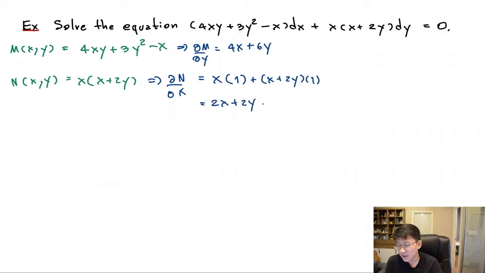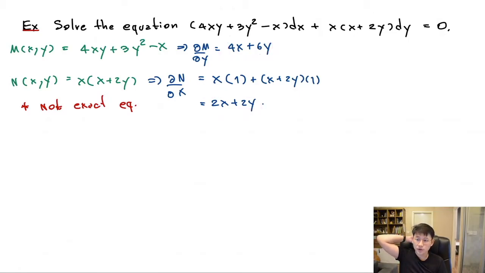So I'll just look first. We can say that it's not an exact equation, right? Because this and this aren't equal. So it's not an exact equation. Okay.